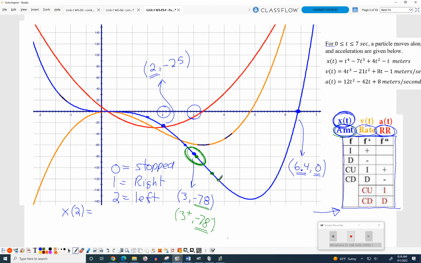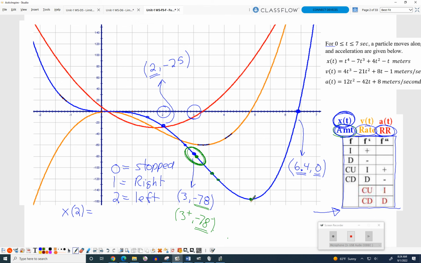Questions? What happens at the bottom where it switches from going left to going right? So right here, did you say it's temporarily stopped? It stops. It has to. 2 points for each of you.